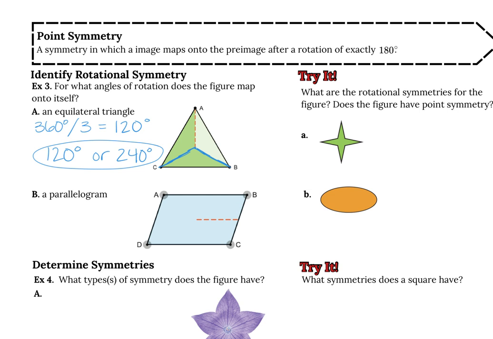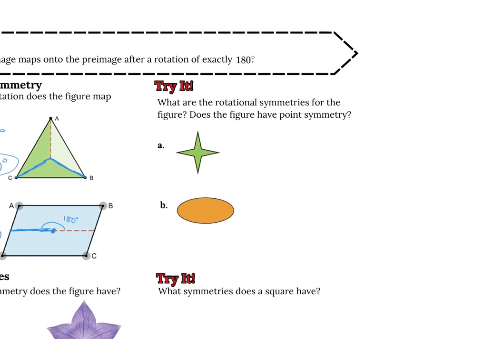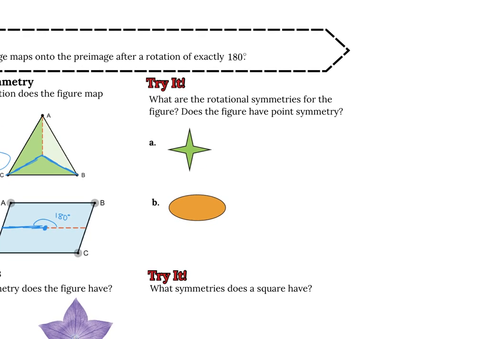A parallelogram. So in order to get a parallelogram to map, this one has a point of symmetry, and we can rotate it exactly 180 degrees. Okay, next we want to find the rotational symmetry for these images. And is it point symmetry?